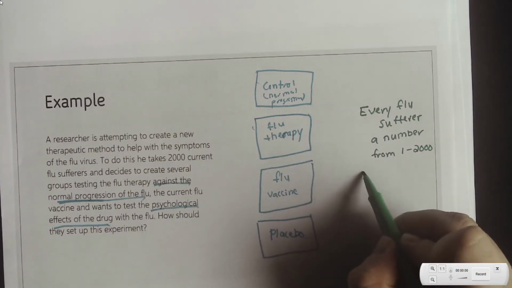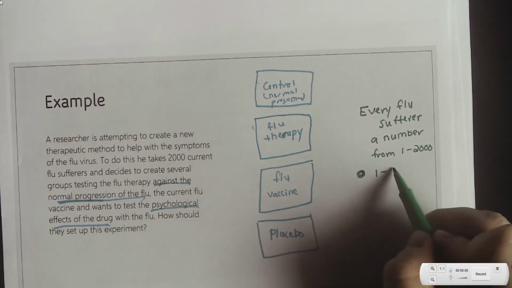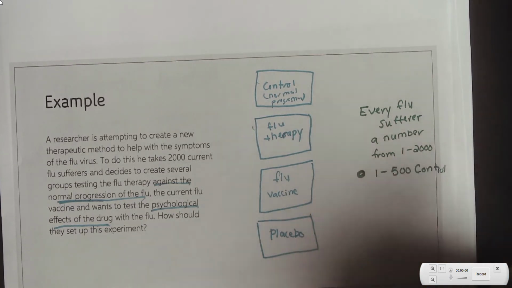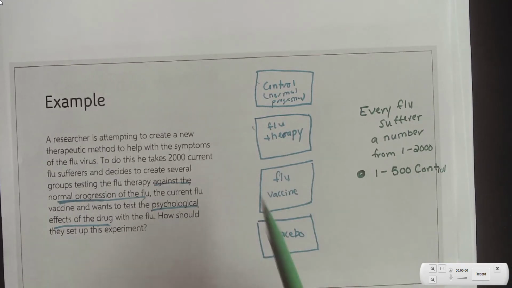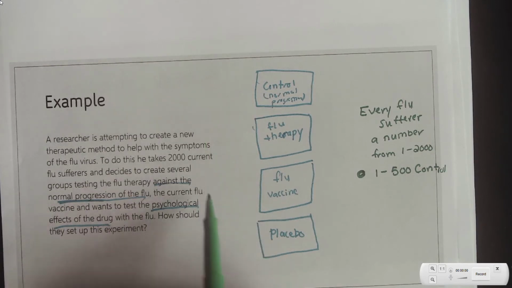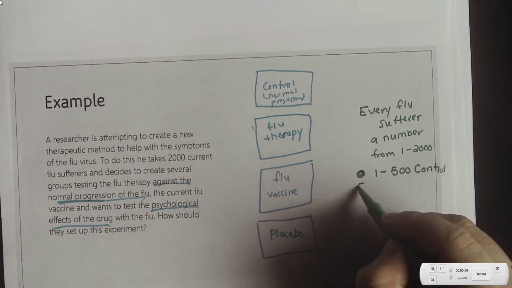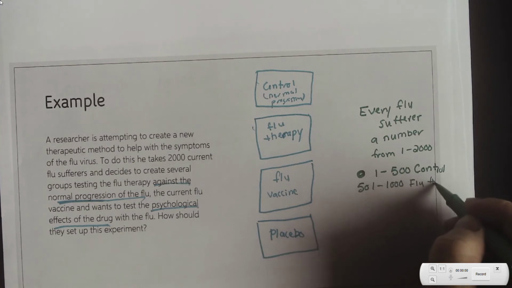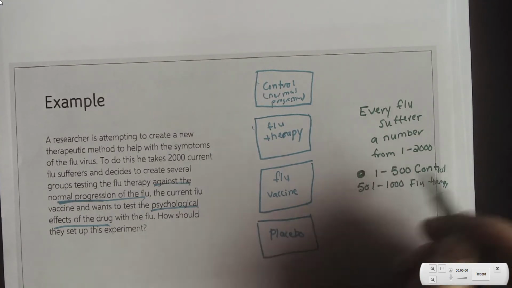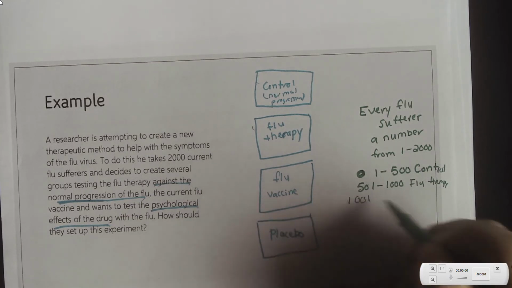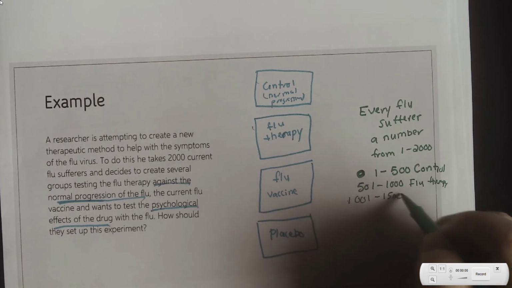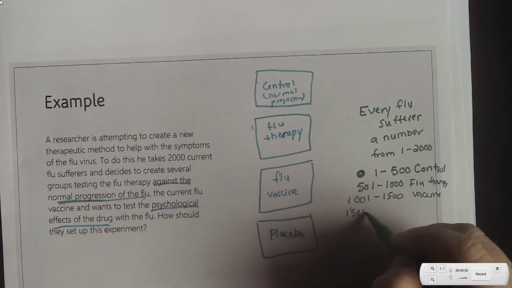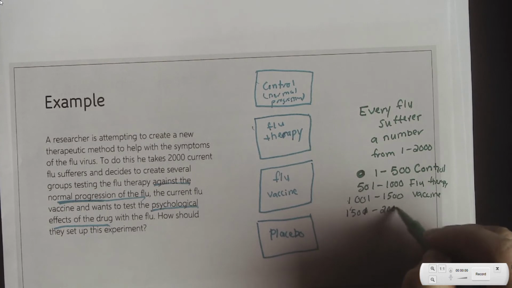Now, what I'm going to say is 1 to 500 is going to go into the control. Now, they wouldn't know it's the control. They might see like group A, group B, group C, group D. But 1 to 500 would go into control. And then I'd say 501 to 1000 would go into flu therapy. Then we'd have 1001 to 1500 would go into the vaccine that we've already created at some point. And then 1501 to 2000 would go into our placebo group.